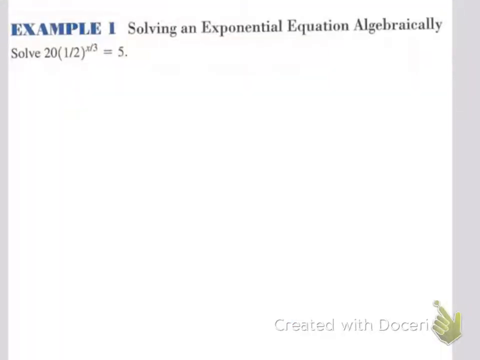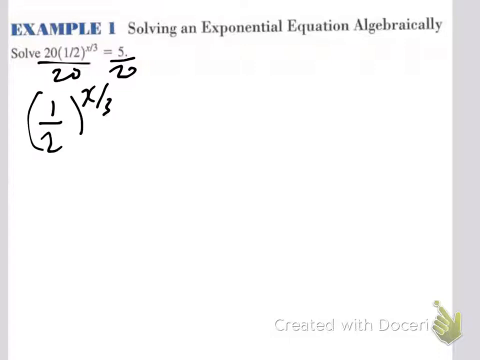Okay, first example, we want to solve 20 times all this. Alright, so there's 3 steps that you want to follow in order to do this, and the first step is to get the exponential part by itself. So we're going to divide both sides by 20. Alright, so we're going to get 1/2 raised to the x divided by 3 equaling 1/4. 5 over 20 is 1/4.